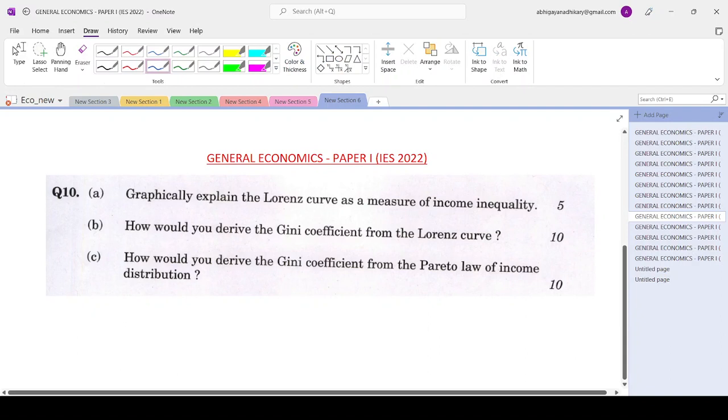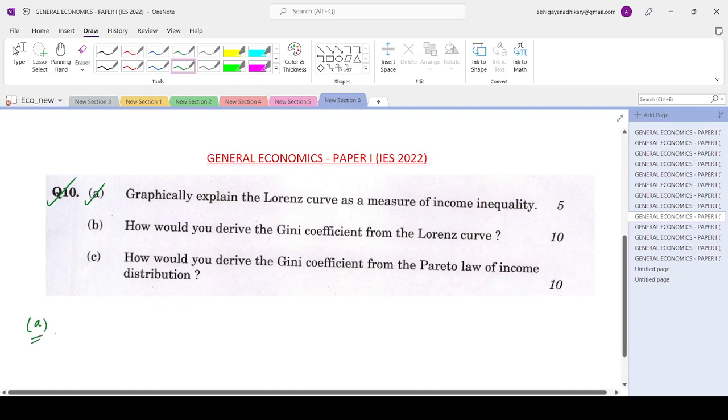And today we are looking at General Economics Paper 1 of IES 2022, question number 10, Part A. Graphically explain the Lorenz curve as a measure of income inequality. So, suppose now, this is a very practical question.